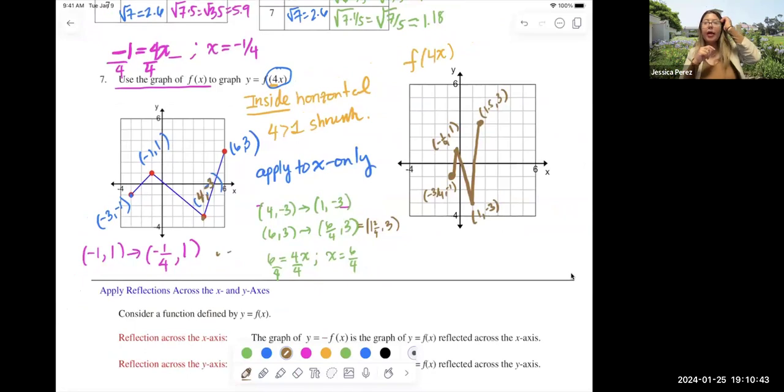And I was able to do that by first calculating my x value. So negative 3, negative 1, plotting, and then again, only applying it to the x value because that's exactly what we have. We have a 4x, so we had 4x equal negative 3, solve for x. 4x equal negative 1, solve for x. 4x equal 4, solve for x. And then 4x equals 6, solve for x. And then that's why we were able to visualize that.